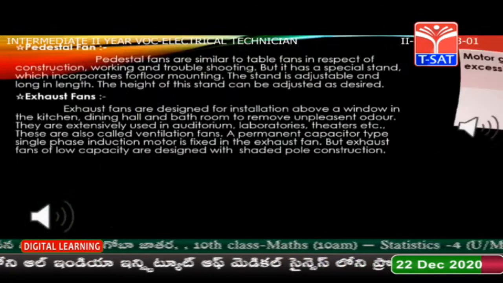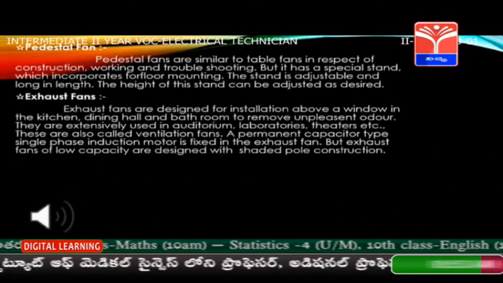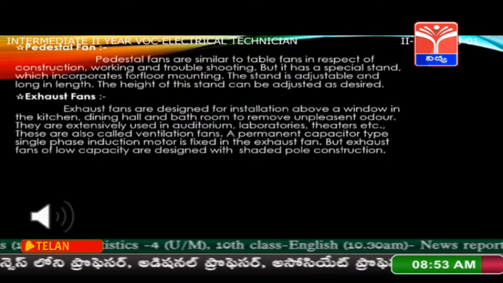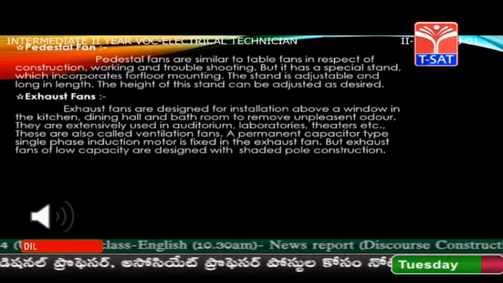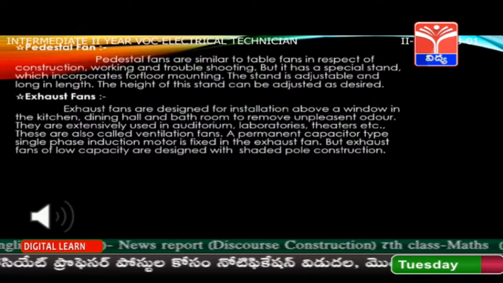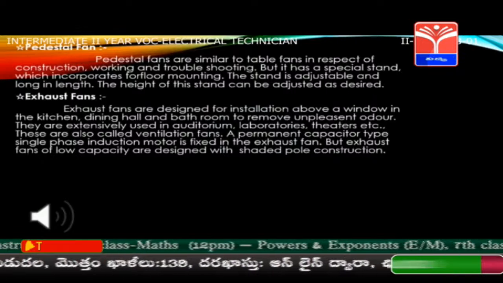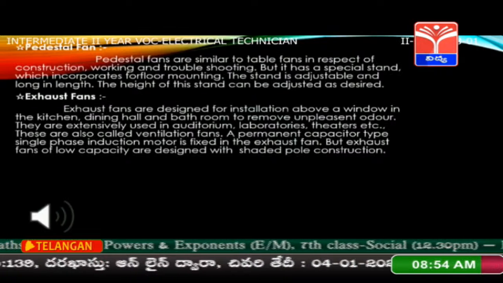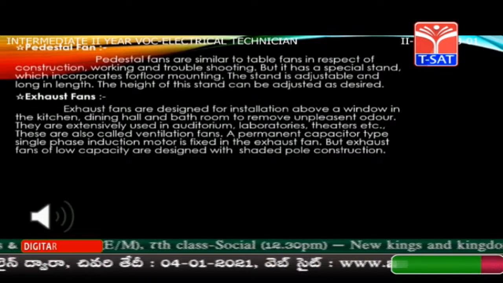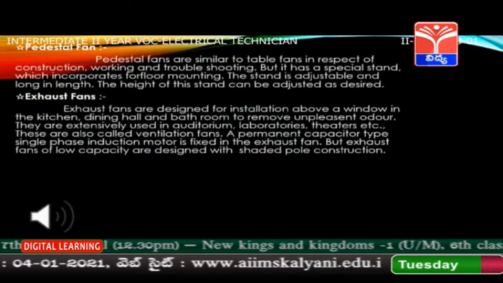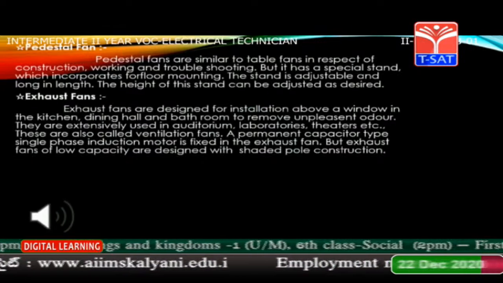Pedestal fan. Pedestal fans are similar to table fans in respect of construction, working and troubleshooting, but it has a special stand which is incorporated for floor mounting. The stand is adjustable and long in length. The height of the stand can be adjusted as desired.